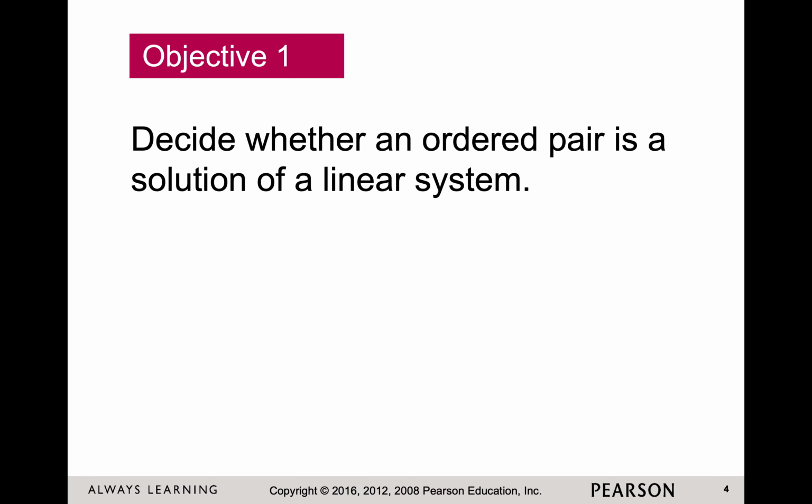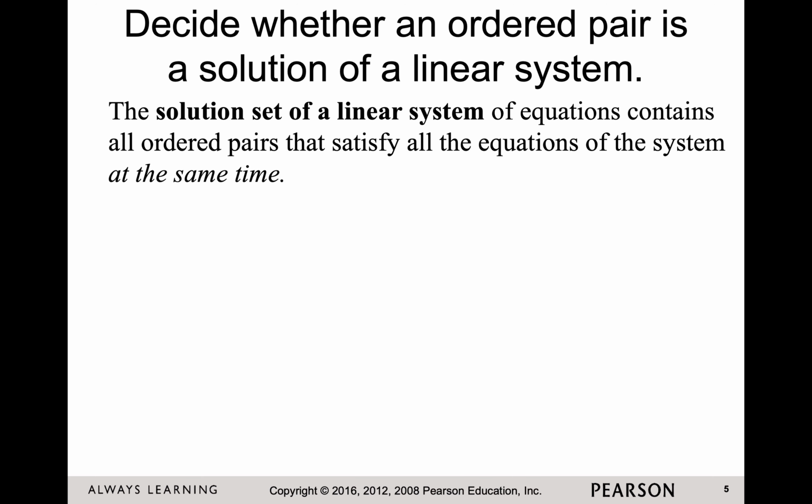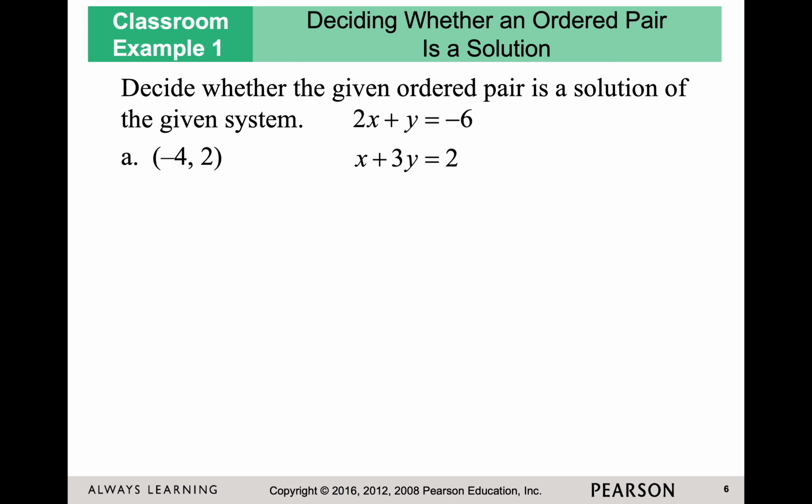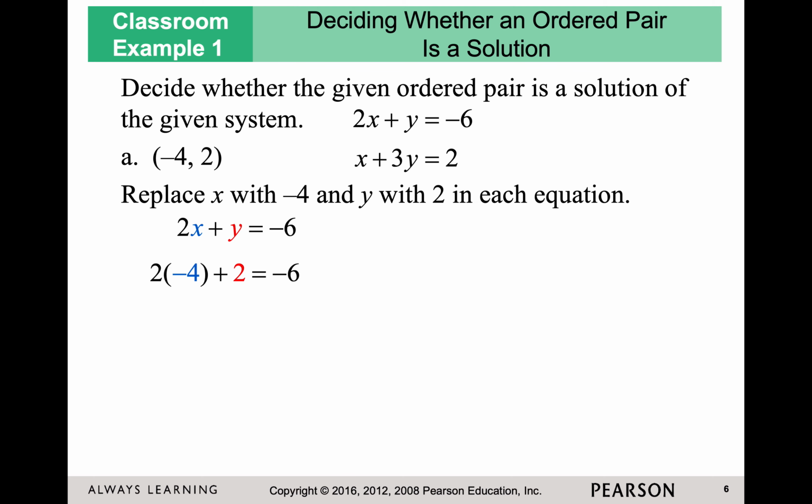So the first thing is, how can we decide if an ordered pair is a solution, and why is that still important? Because we always want to be able to check our work. So the solution set of a linear system of equations is an ordered pair that satisfies all of the equations in the system. So when I plug in the ordered pair, I have to do it to every equation in the system. So if I'm looking at this system of equations and then this point, I want to replace x with -4 and y with 2 in both equations.